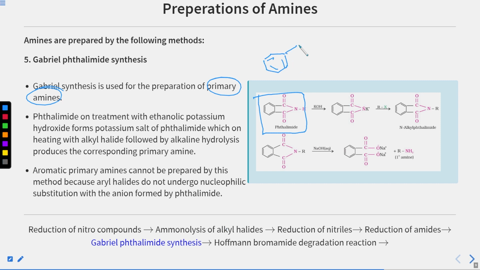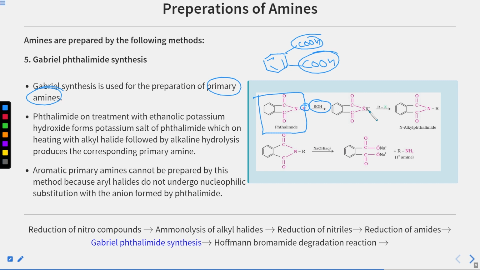We have a dicarboxylic acid. So what do we do? We treat our phthalimide with KOH. Now what is KOH? It is a base, and this hydrogen is vulnerable for abstraction. So this KOH, OH minus, will abstract one hydrogen from here and will make it N minus and K plus.